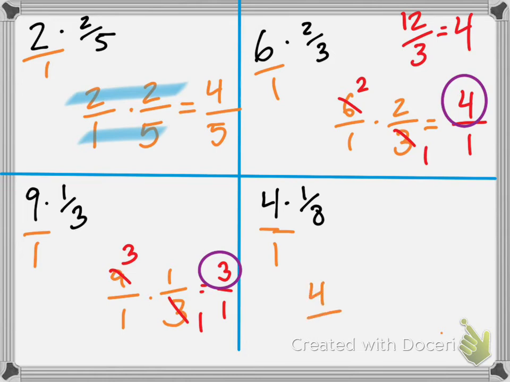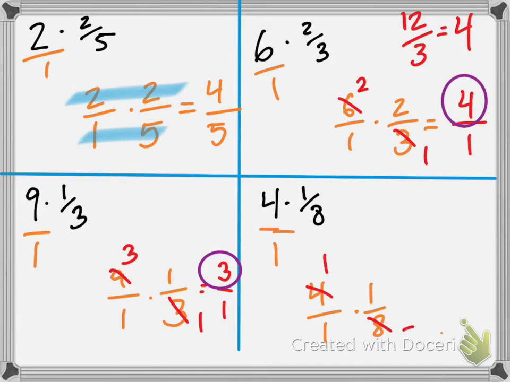Here, I have 4 over 1 times 1 over 8. Dolan, is there anything that they can both be divided by? What can they both be divided by? They both can be divided by 1 and 2. They can both be divided by 4. So as we see, 4 divided by 4 is 1. Dolan, what's 8 divided by 4?